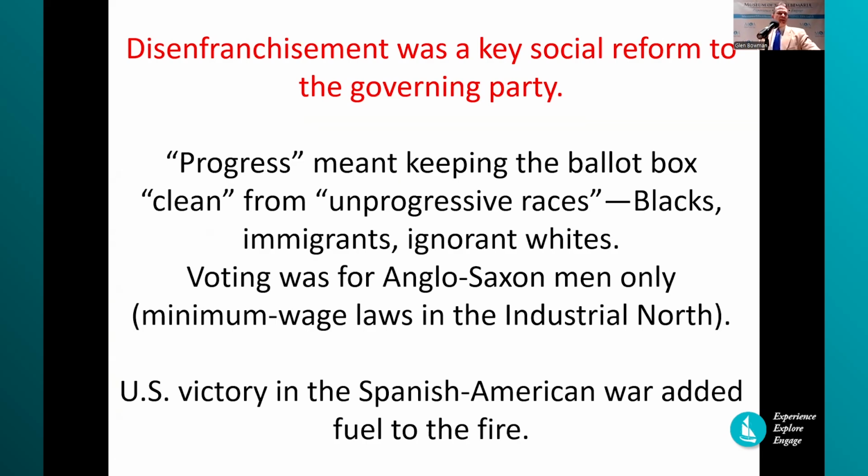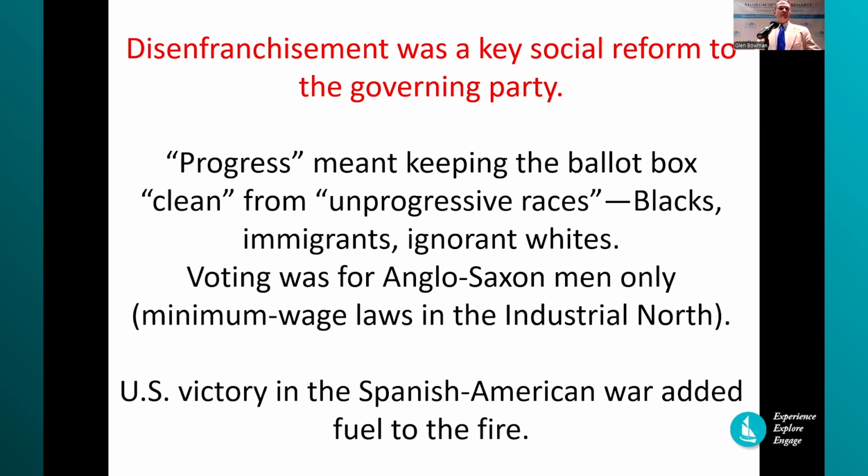And this wasn't hidden, because it was believed that only Anglo-Saxon men were, on an evolutionary scale, ready for government. Those other races were not ready in terms of evolution, in terms of this misapplication of Charles Darwin's theory of natural selection. They weren't ready to vote yet. Then you had the Spanish-American War and all that going on to create this powder keg of sorts.